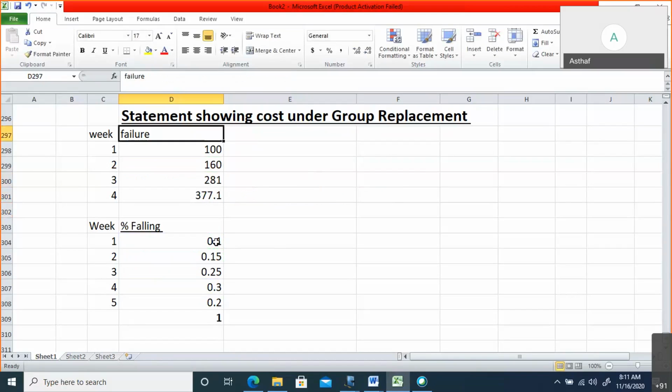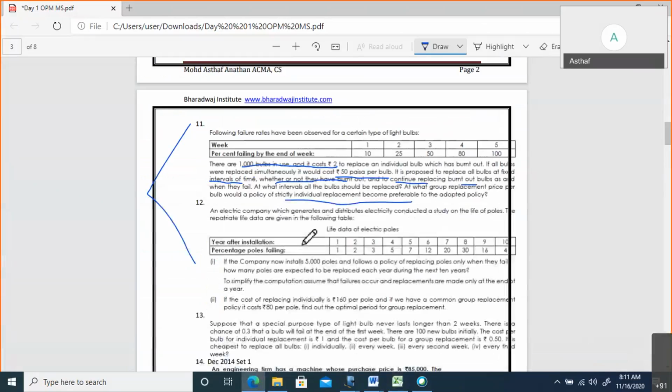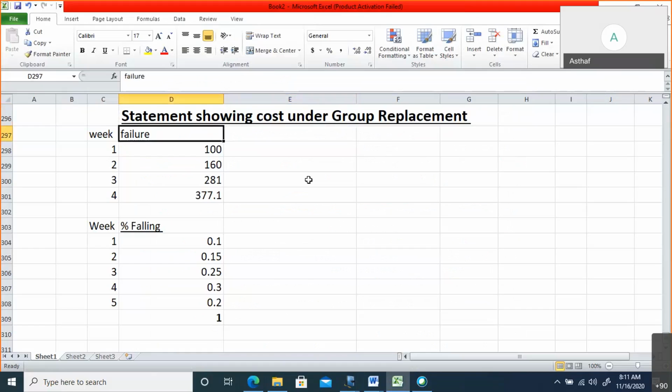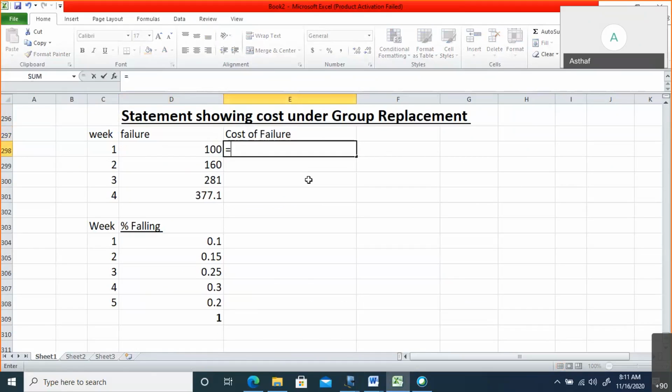So the question says all the bulbs are replaced at a fixed interval of time, and this is a very important point: burned-out bulbs will be replaced as and when they fail. So this is the failure which will be replaced immediately. So what is the cost of failure? The cost of failure individually is 2 rupees each.